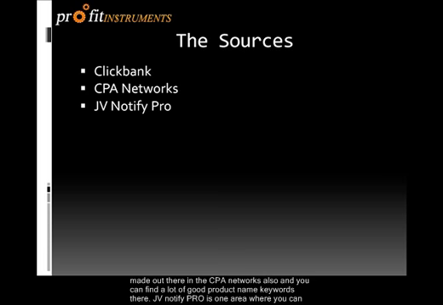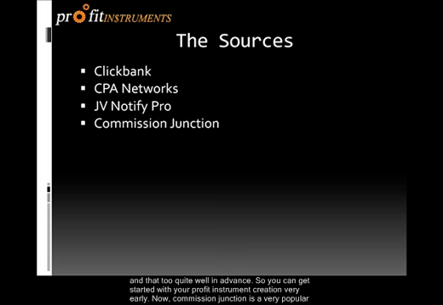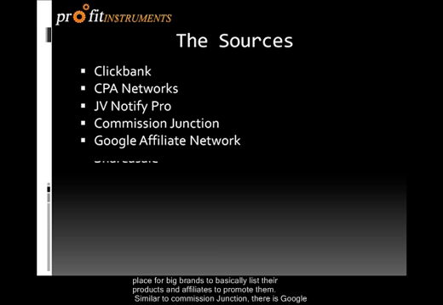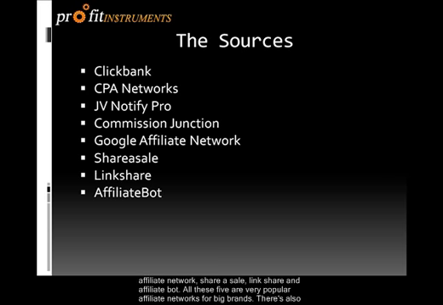JV Notify Pro is one area where you can find all the latest upcoming launches in internet marketing. It's pretty cool because almost all the big launches are mentioned here in JV Notify Pro, and that too quite well in advance, so you can get started with your profit instrument creation very early. Now Commission Junction is a very popular place for big brands basically to list their products and affiliates to promote them. Similar to Commission Junction, there's Google Affiliate Network, Share a Sale, Link Share, and Affiliate Bot. All these 5 are very popular affiliate networks for big brands.